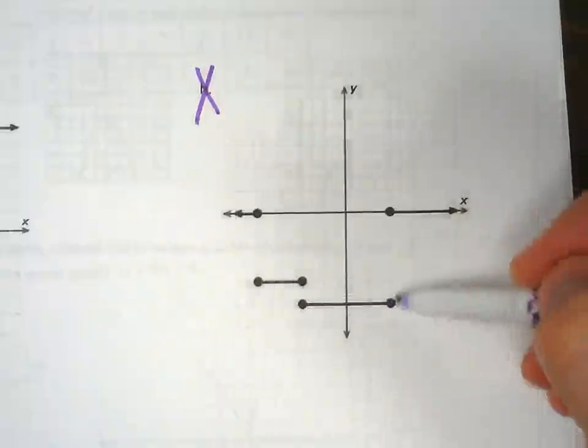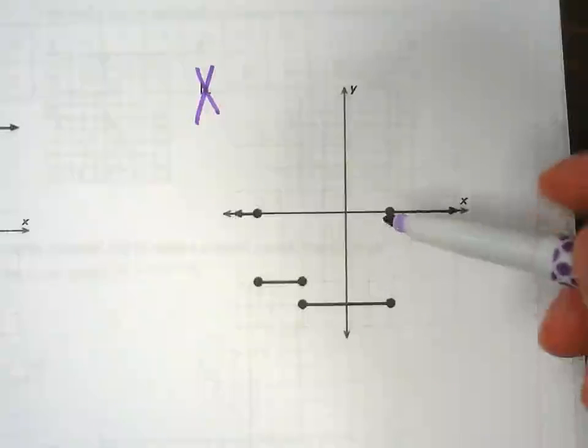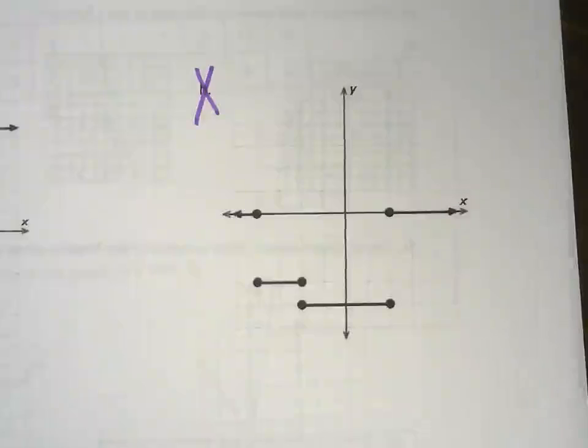And notice it happens multiple times too. It just needs to happen one time for it to not be a function. But that is the answer. So again, go back and watch every single one of those to understand why it is a function, why it is not a function.